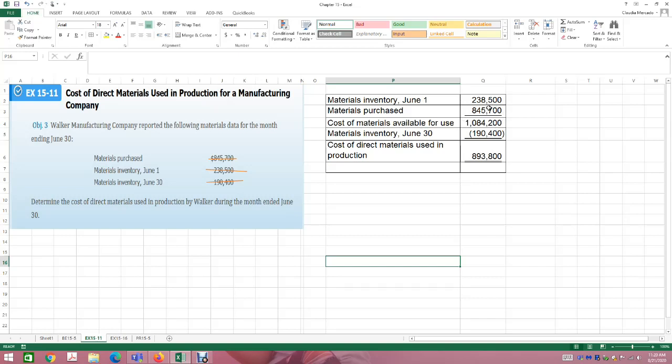You add those two numbers together. We know, based on the information provided, that we have leftover material of about 190,400. That material has not been used. So that means that during the month, we actually used up $893,800 worth of materials. That is how much was put into production for that specific month of June. Okay, so that is the second problem that I was running over. That was exercise 1511.